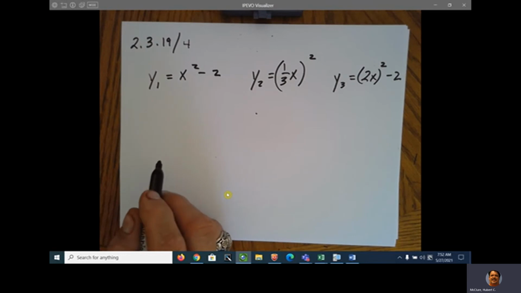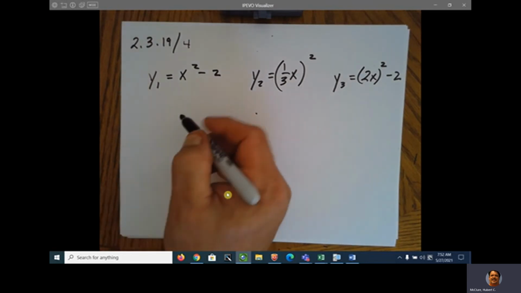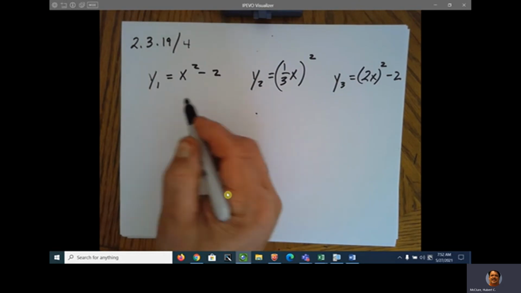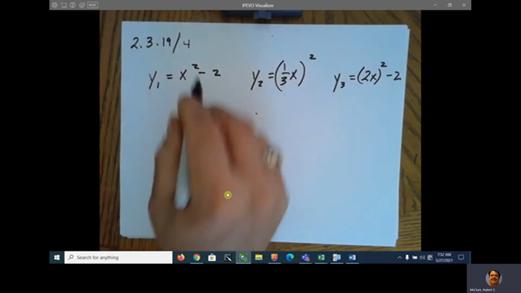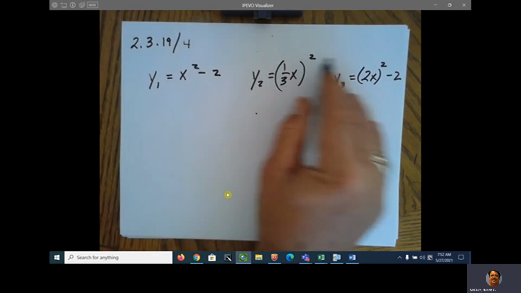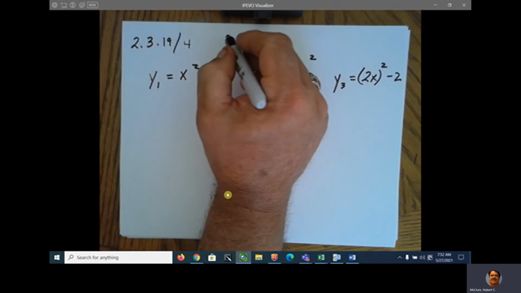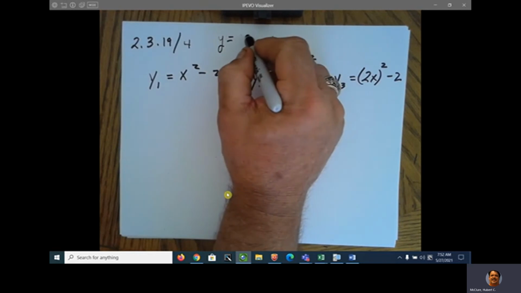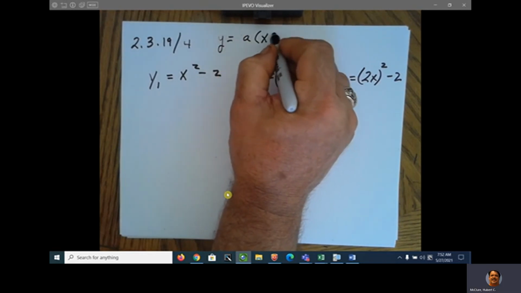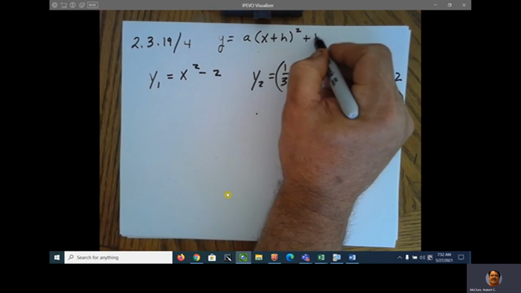Don't ask me why. I've complained about that question, but they still have it on there. So remember that when you're dealing with the vertical and horizontal shifts and the orientation, you have to have it in the form. These are quadratics because they have squares. So it has to look like this: y is equal to a times x plus h quantity squared plus k.